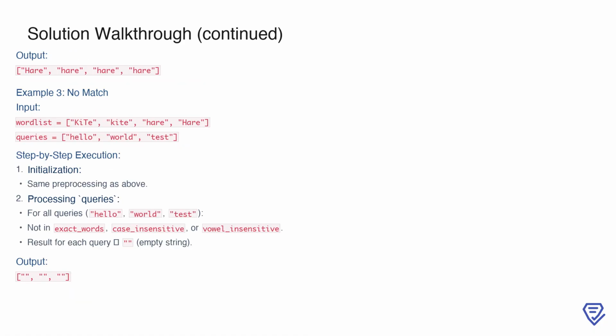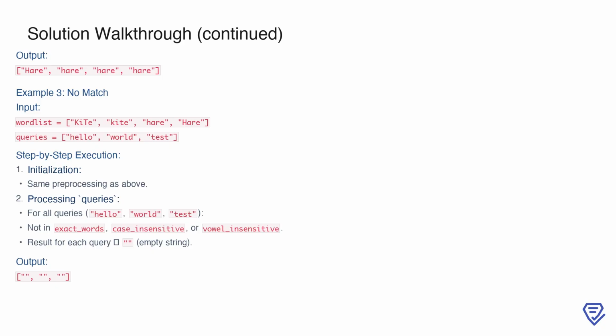Finally, we consider an example where none of the queries match. The word list remains the same, but the queries are hello, world, and test. As before, we pre-process the word list to initialize exact_words, case_insensitive, and vowel_insensitive. For each query, we check against all three data structures.